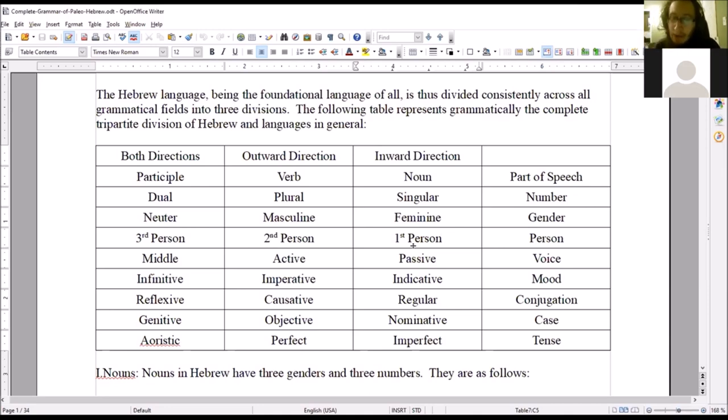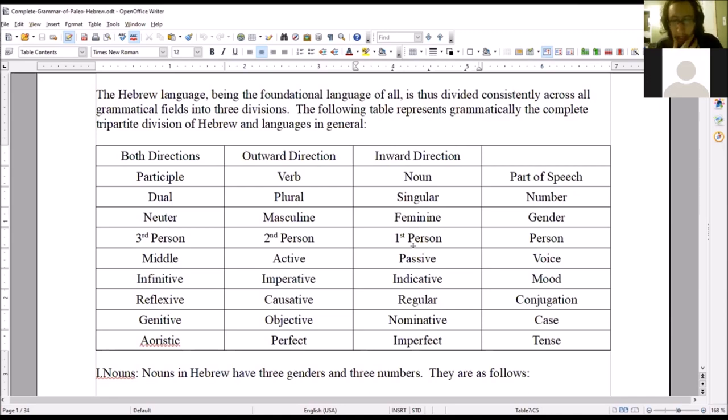Case is nominative. Nominative means subject. So nominative is the subject of a clause. It's the one who's doing the verb. So the nominative noun is the subject of a sentence. So it's the inward, it's the subject. The object is what's receiving the verb, from the perspective of the verb. The subject comes in, the object goes out. And genitive refers to possessive, and it's both inward and outward because it's genitive, so it's of, but it's outward because it's of something.